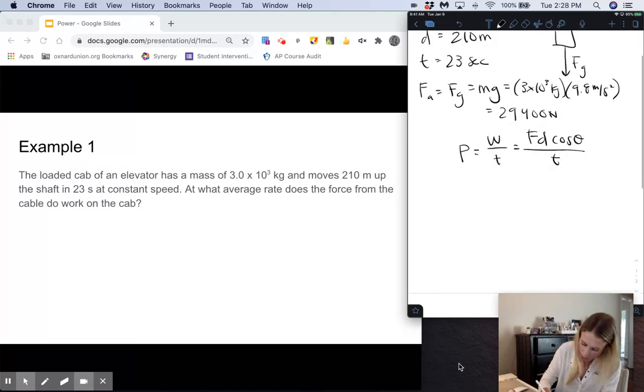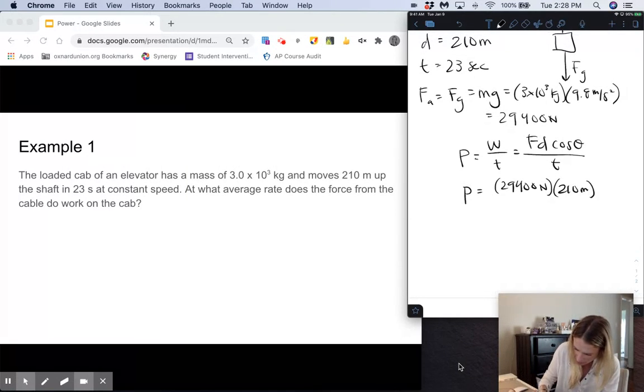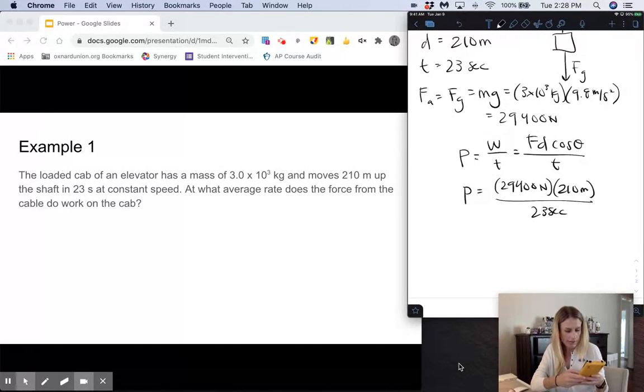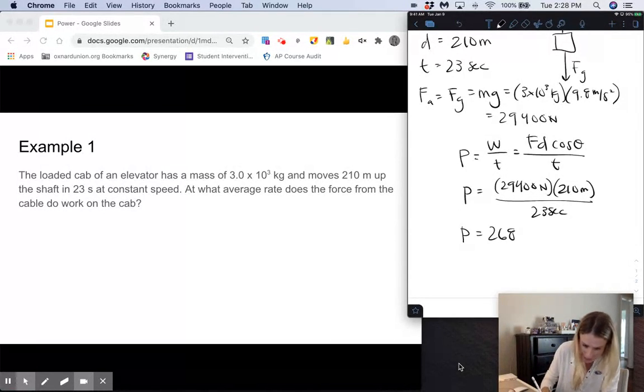So what we get here is power is equal to the force, which we just found to be 29,400 newtons, times displacement, which was 210 meters, divided by the time, which was 23 seconds. So we get 268,434.8 watts. And there is our answer.